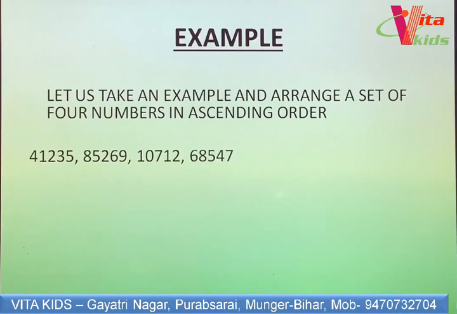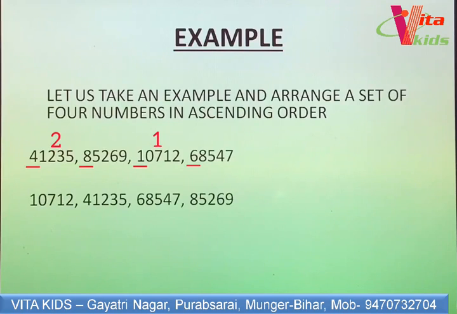So here we will keep the second rule in mind and we'll start comparing. So we'll take the first digit of all these numbers and compare. We have to write in ascending order, so we have to look for the smallest digit. Smallest digit here is 1. So we will write 10712 in the first place. After that, the next digit, that is the smallest, is 4. So we will write 41235. After that we have 6 as the next digit, 68547, and then we have 85269. So this gives us this arrangement of numbers in ascending order.